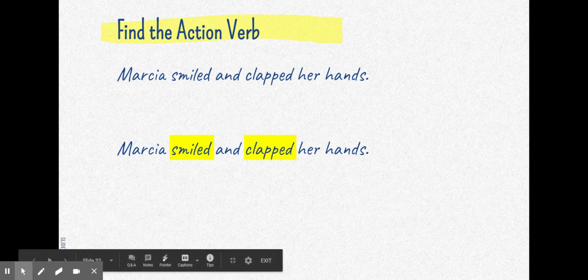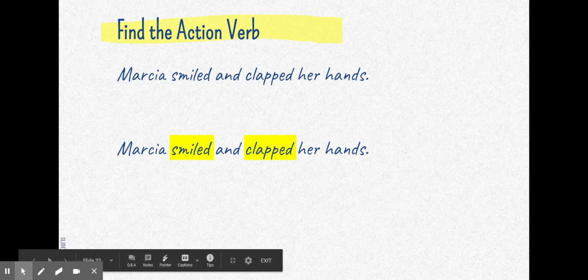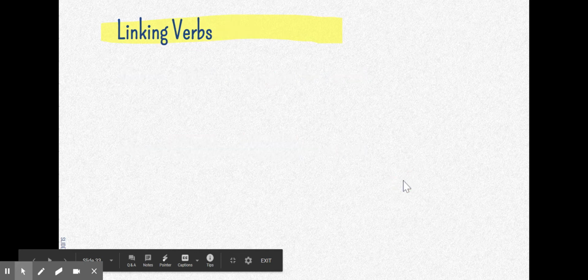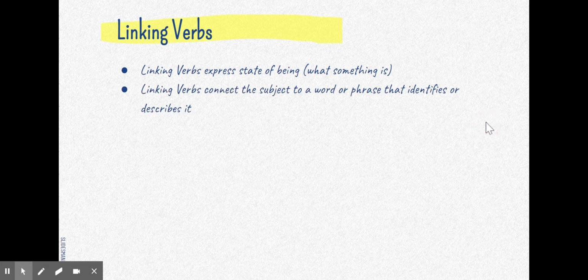So these are the easier, I think, of the 2 types of main verbs. You're just looking for the action. You're looking for what someone in the sentence is doing. Okay, that's the action verb. If there's no action verb, you probably have a linking verb. And linking verbs express state of being, which means that they express like what something is. Instead of what something is doing, they just express what something is. Linking verbs connect the subject to a word or phrase that identifies or describes it.